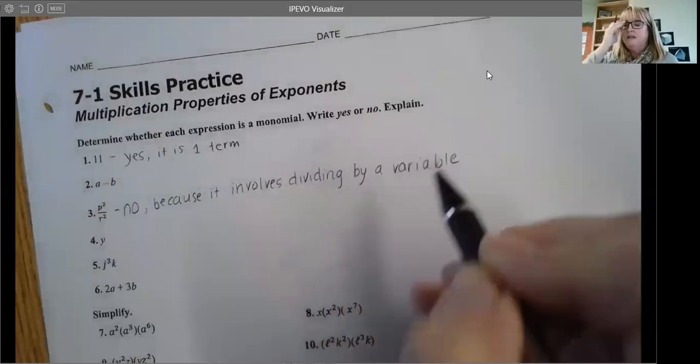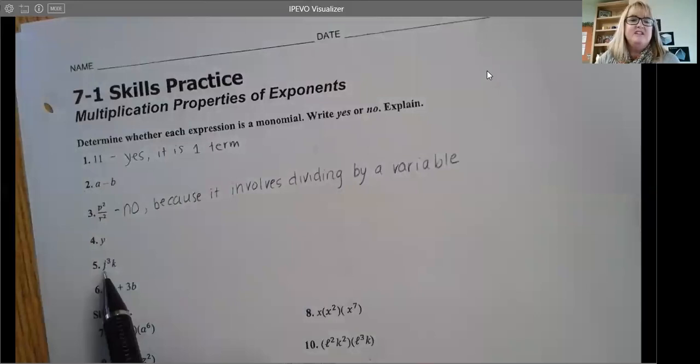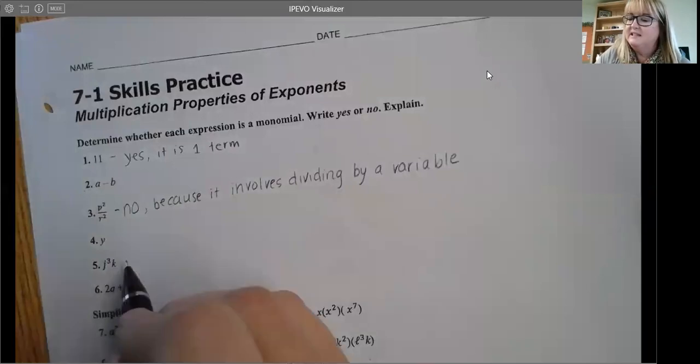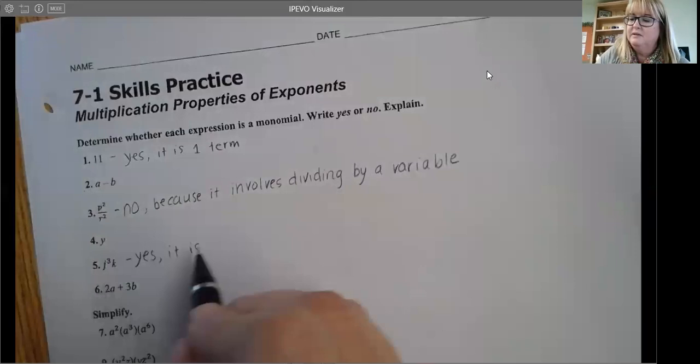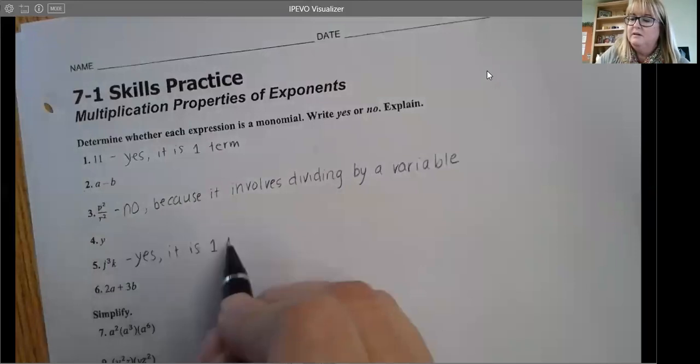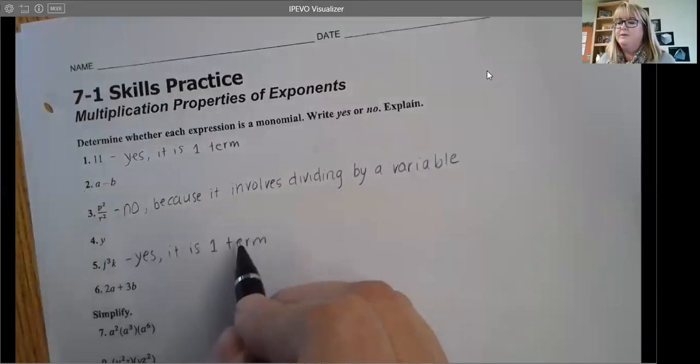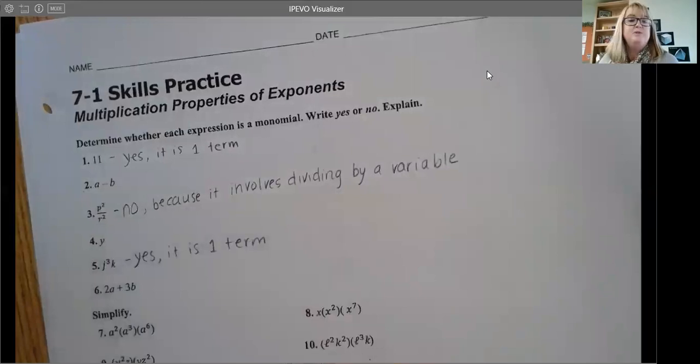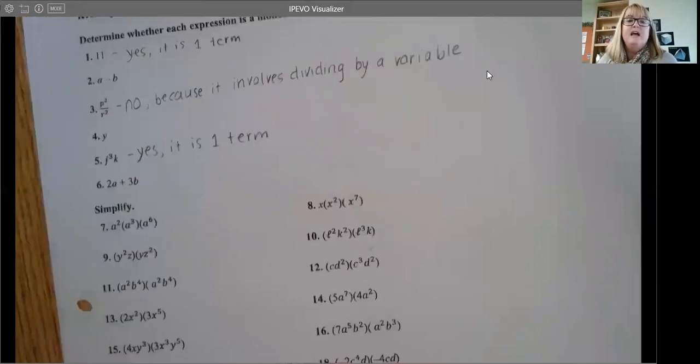Okay, let's look at 5. J to the third k. Is this one term? Yes, it is. One term. Very good. All right, do the others on your own.